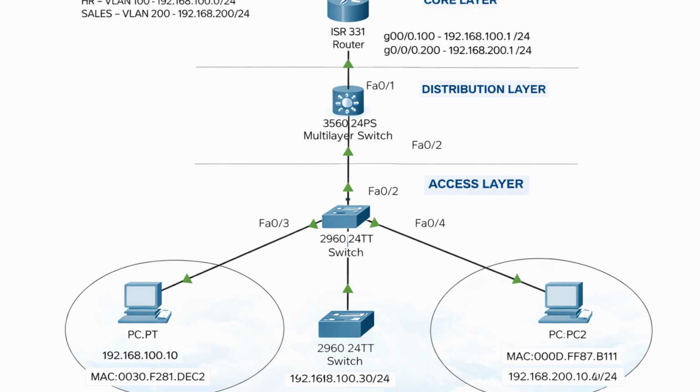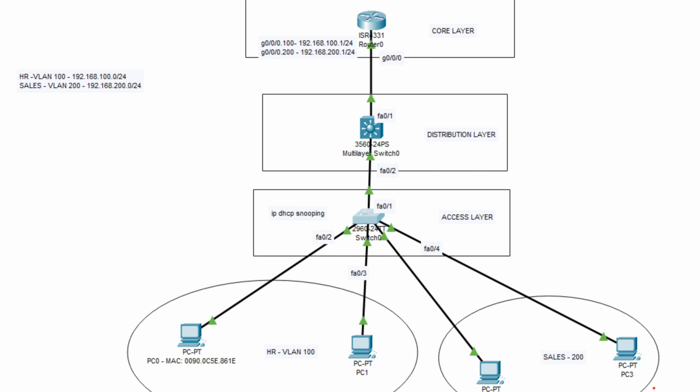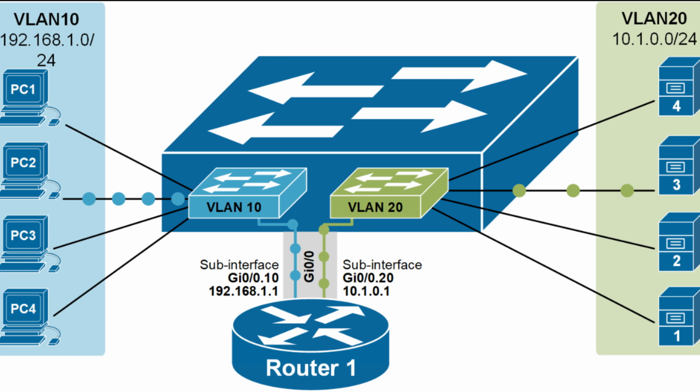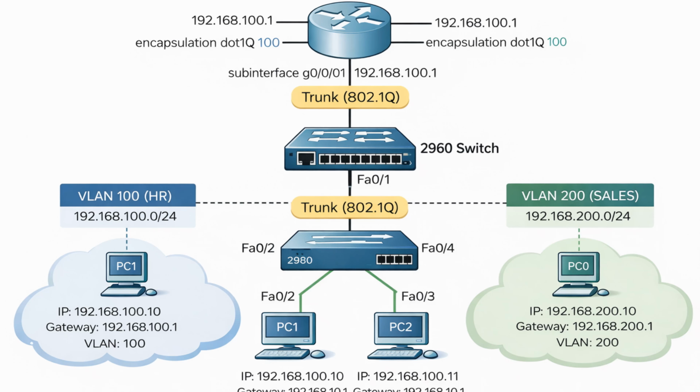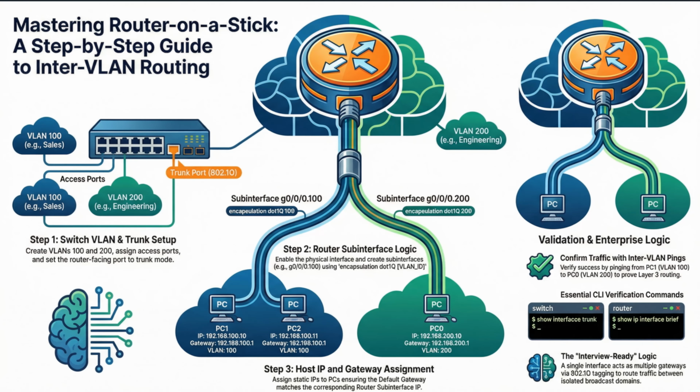A trunk port carries multiple VLANs. It is configured between switch to switch, router to switch, and switch to firewall. We use trunk ports. They carry multiple VLANs through a protocol we call 802.1Q, which we configure on the layer 3 router. And then we also have the access port. The access port carries one VLAN, that is the switch port that is connected to the end user devices.